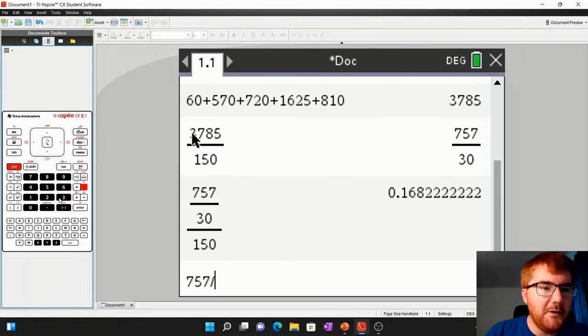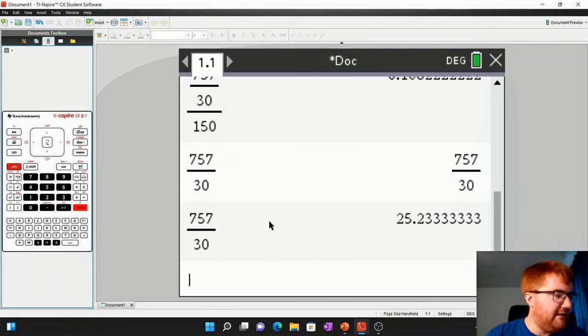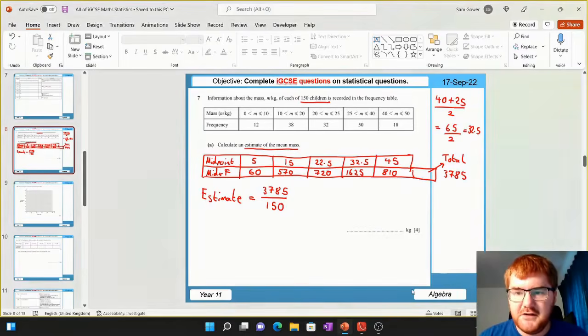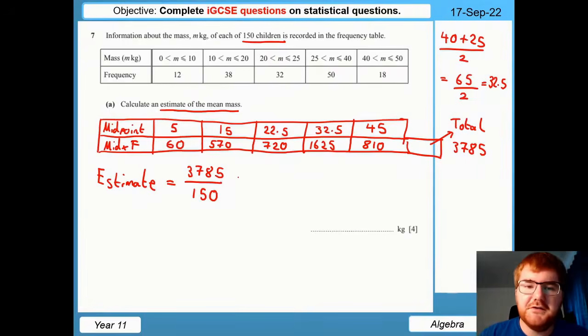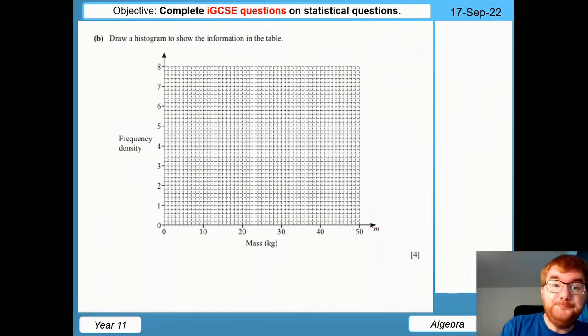Just give me one moment. Again, we get that. Control enter, and there we are. We get our final answer of 25.2. Generally with these, they do want you to do it to one decimal place. And so to one decimal place, this is 25.2. We're going to see this again, so this is a really, really important topic. Do get in the practice from this video because it comes up a lot on the 0580 paper.